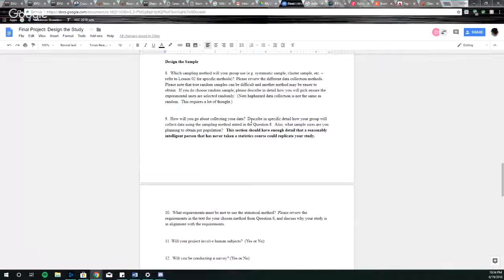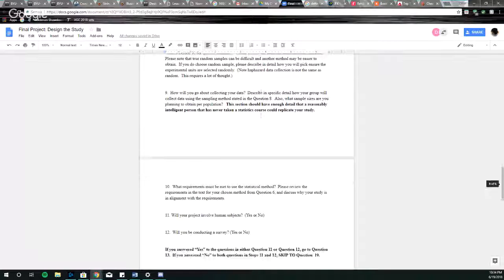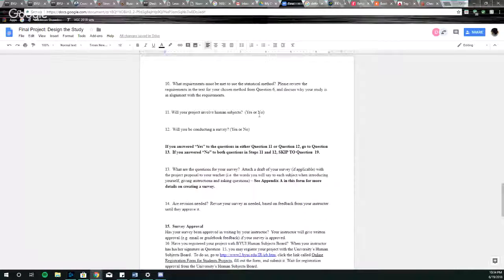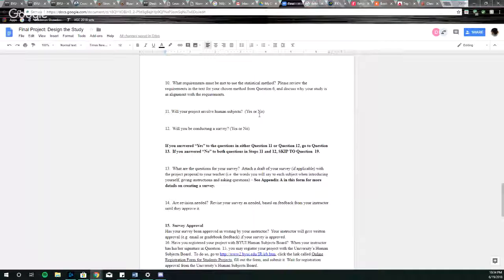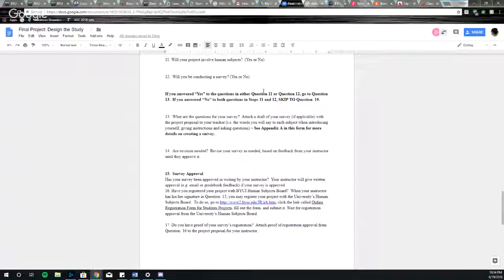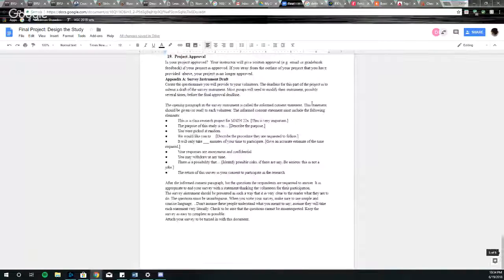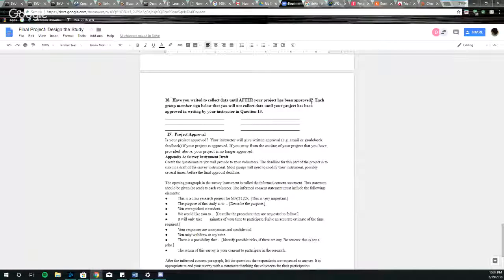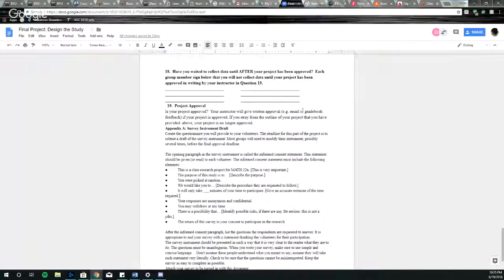And then which sampling method will you use? Systematic cluster sampling. All right, I can figure that out on my own. How you go about collecting data. What requirements must be met to use the statistical method. Will it involve humans? No. Will you be conducting a survey? No. If you answered no to questions 11 and 12, skip to 19. Project approval. Oh, okay. And then I think I just need to submit this.